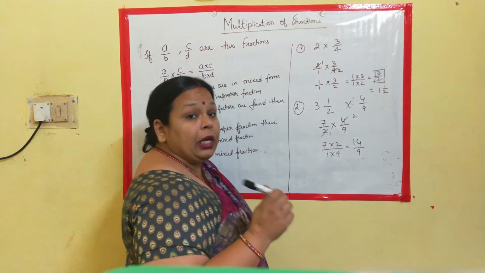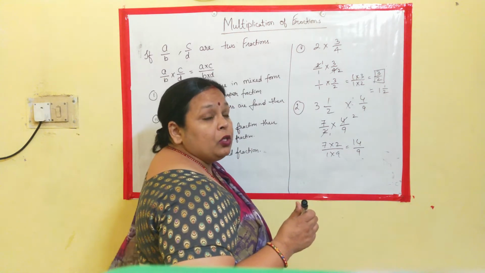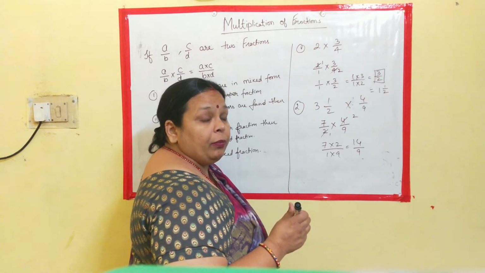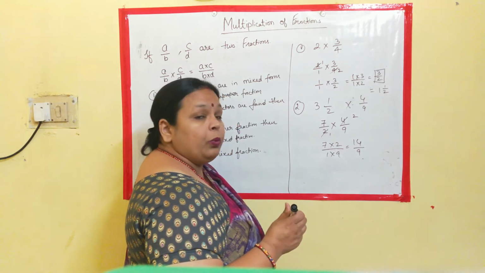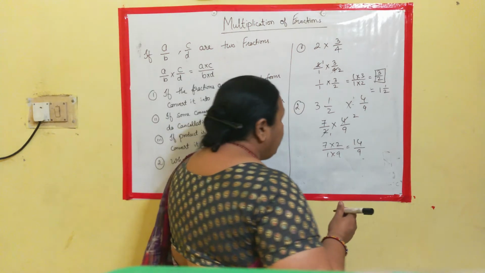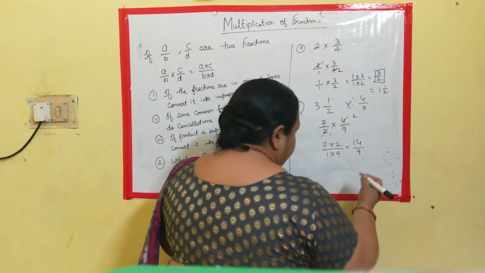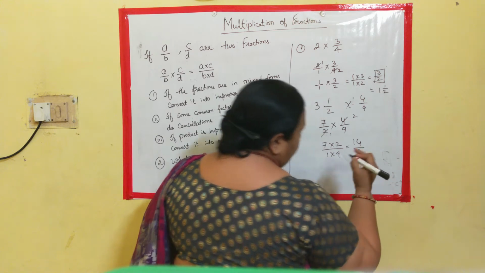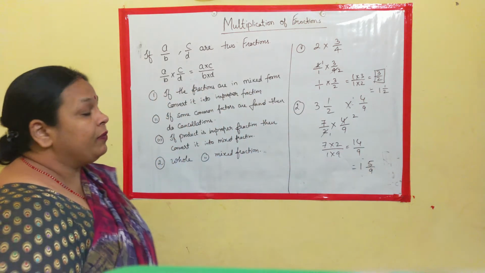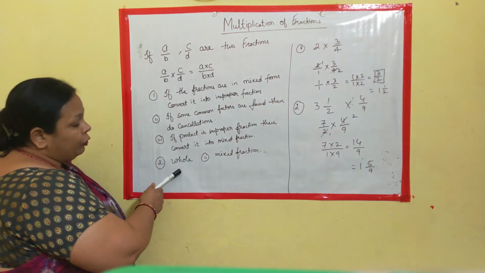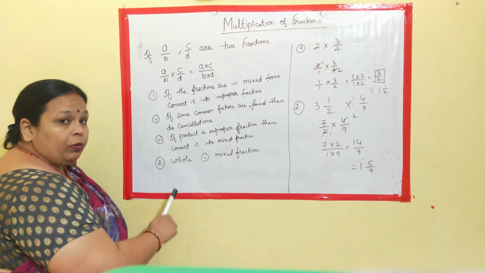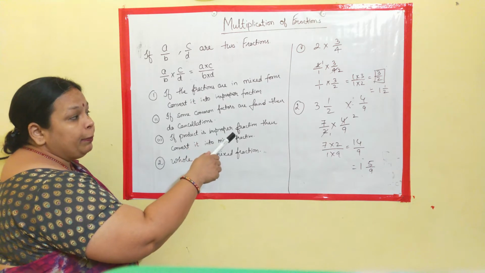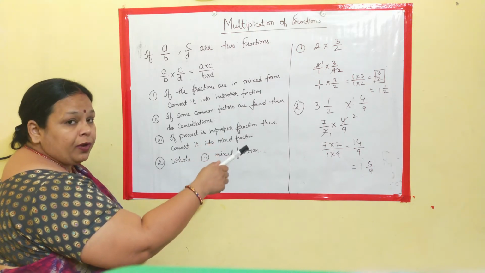14 by 9 again is an improper fraction. So we will be converting it into a mixed fraction. When you convert it into a mixed fraction, you are going to get 1 5 by 9. Clear? So we have seen multiplication of a whole number with a fraction. We have seen multiplication of a mixed fraction with a fraction.